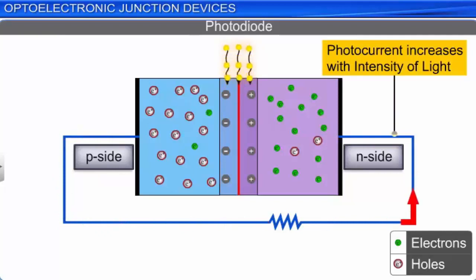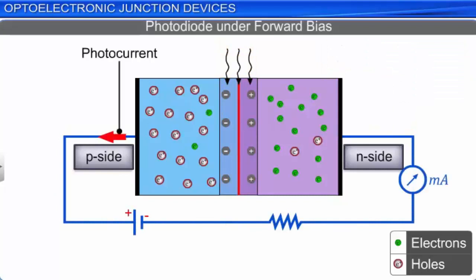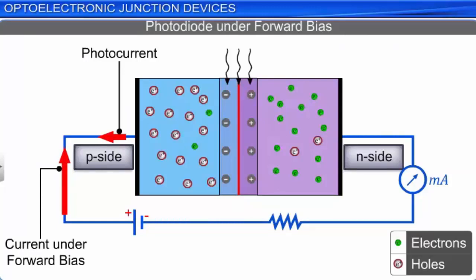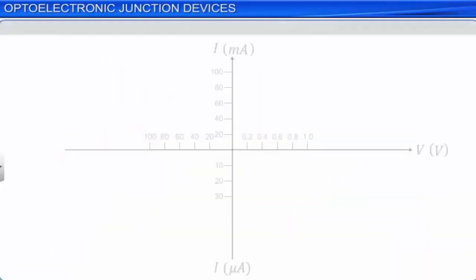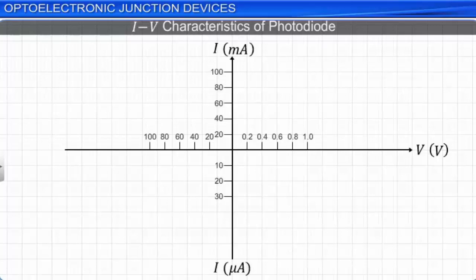The magnitude of the photocurrent is too small compared to the large current that flows through the diode under forward bias. Thus, the change in photocurrent with change in the intensity of light is very difficult to measure when a diode is operated under forward bias. However, the change in the magnitude of the photocurrent with the intensity of the incident light can be measured when a small current flows through the diode under reverse bias. Thus, a photodiode is always operated under reverse bias. The IV characteristics of a reverse biased photodiode for different intensities of incident light are shown here.